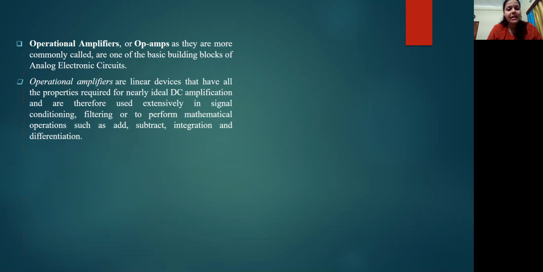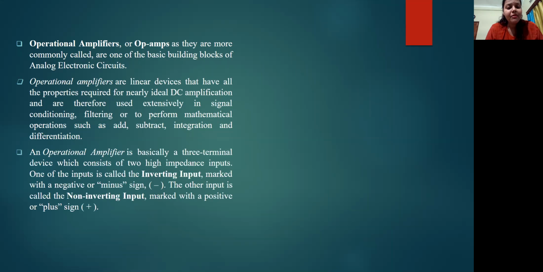Operational amplifiers are linear devices that have all the properties required for nearly ideal DC amplification and are therefore used extensively in signal conditioning, filtering, or to perform mathematical operations such as addition, subtraction, integration, and differentiation. Yes, it is a special characteristic of op-amp that using an operational amplifier, we can have different mathematical and logical operations.